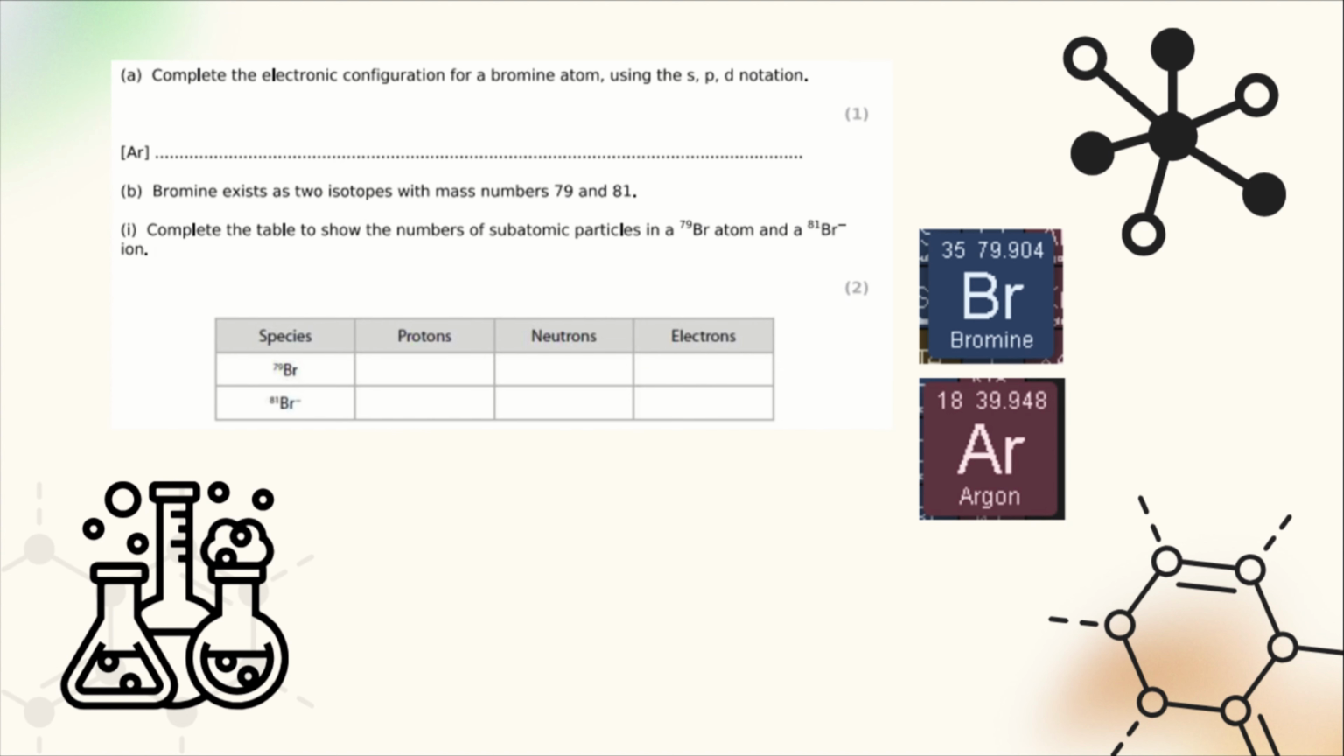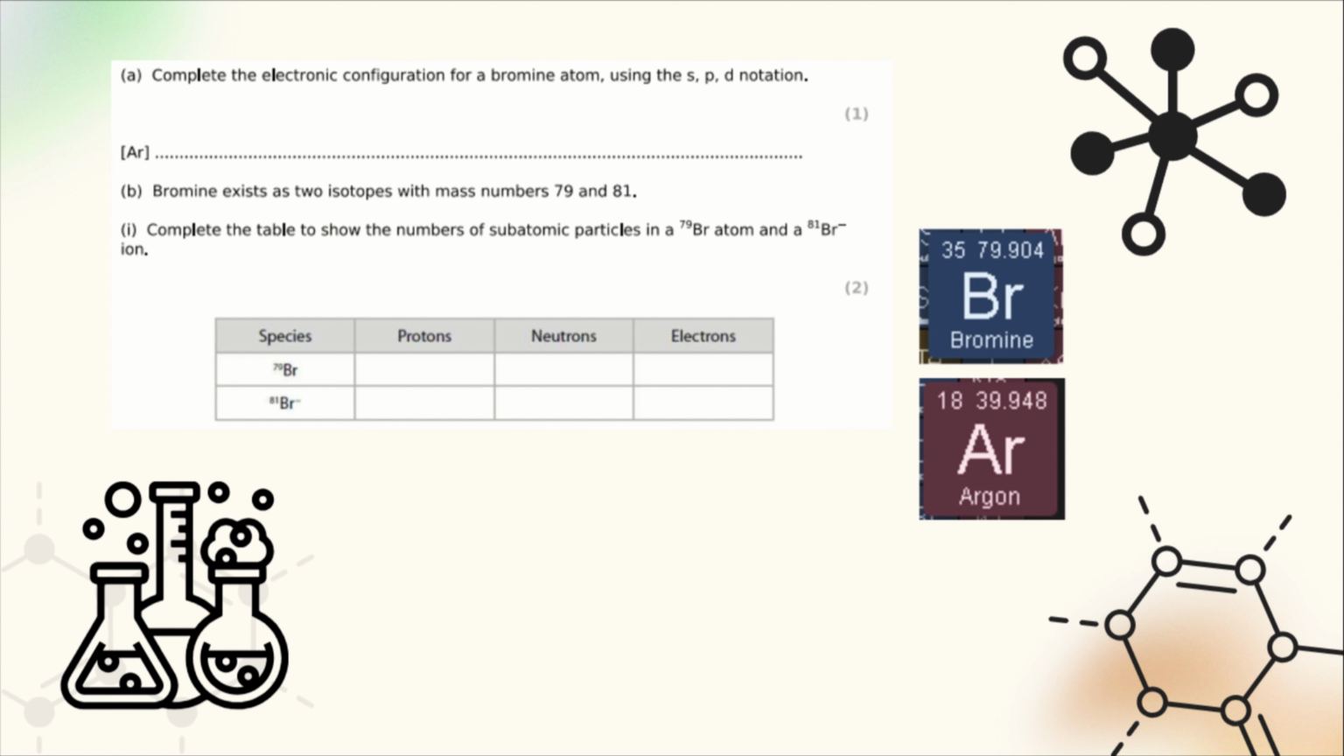Complete the electronic configuration of a bromine atom using the spd notation. So we have the symbol of argon in the beginning. If you remember, for shorthand electronic configuration, we write the closest noble gas, and in bromine's case we have argon. Argon has 18 electrons and bromine has 35. So 35 minus 18, we'll continue on with the remaining electrons.